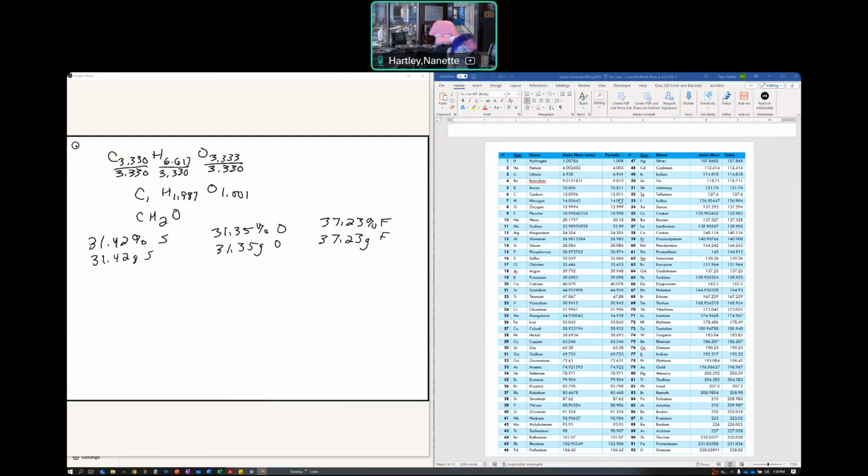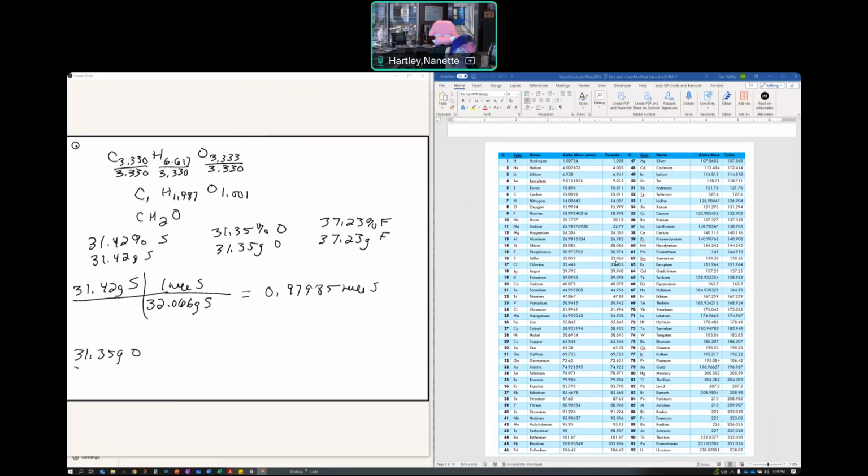We convert that to moles by dividing by the molecular weight. 31.42 grams of sulfur divided by the molecular weight of sulfur, which again, is 32.066. And 31.42 divided by 32.066 gives me 0.9795 moles of sulfur.